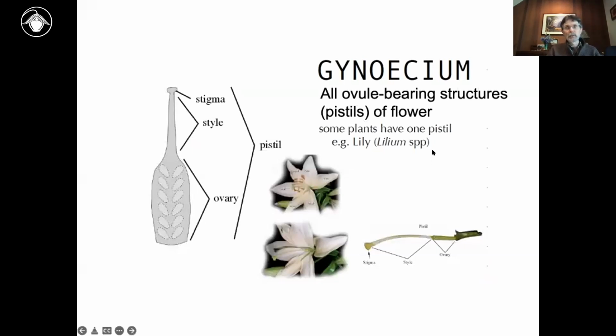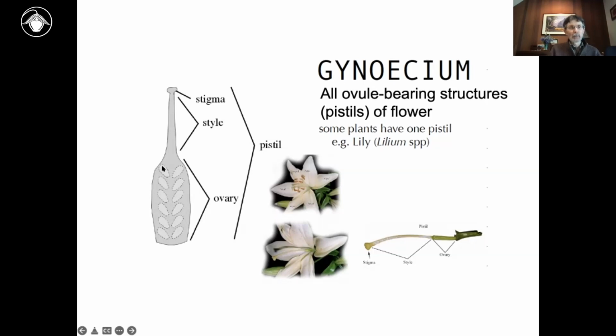I want to turn now to some features of the gynoecium in particular. Remember, the gynoecium represents all of the ovule-bearing structures of the flower. Remember, in botany, ovules represent immature seeds. Inside of the ovule, there is an egg, but it's just one of the cells of this larger structure. The term ovule is used differently in zoology or in human biology, but an ovule is just an immature seed. And the gynoecium represents all of the ovule-bearing structures of an individual flower. Each one of those structures is called a pistil, again, with a stigma, style, and ovary.